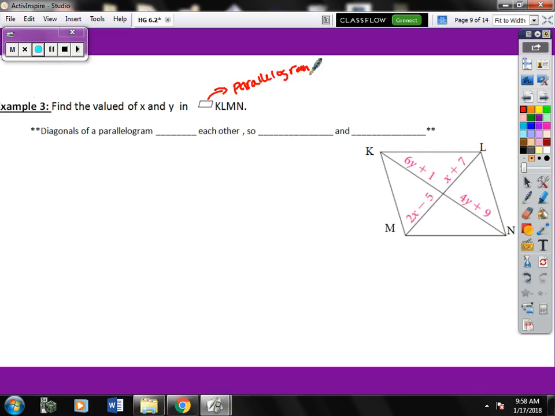Remember, that's what that symbol means. And one of the theorems on the front, 6.3, can't remember the numbers ever. You don't need to know the numbers. The diagonals of a parallelogram bisect each other.